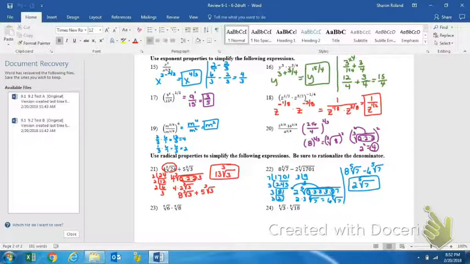On 23, you would have, because the index is the same, you could do it more than one way. You can multiply 6 times 8, put it under the radical and reduce it. But I already know I'm going to have to reduce it. So instead of multiplying and then start dividing, I'm just going to divide first. 6 can be written as 2 times 3. 8 can be written as 2 times 2 times 2.